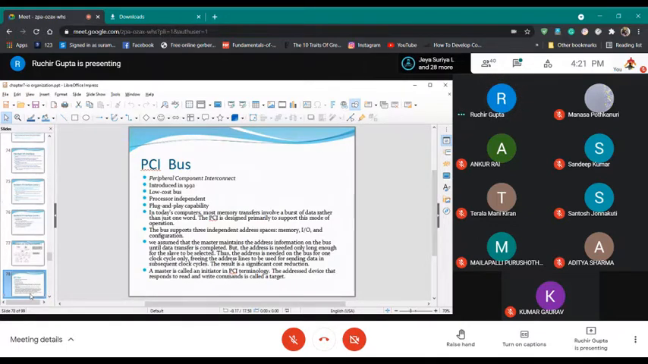And there are three kinds of address spaces that we talk about here. That is memory, I/O, and configuration. Memory and I/O you are generally aware of. So memory is actually memory mapped I/O. I/O is I/O mapped I/O. Configuration is something different. We'll talk about this in maybe another 5 minutes or so.